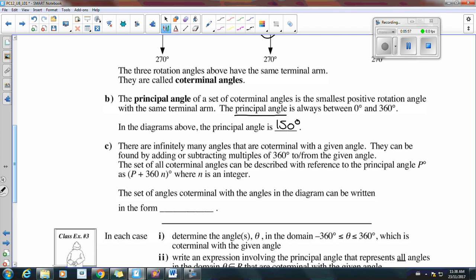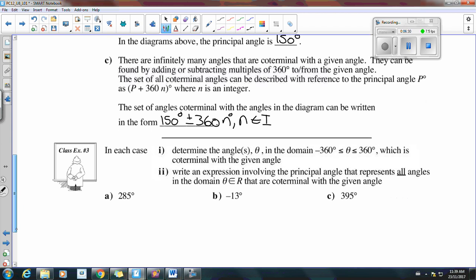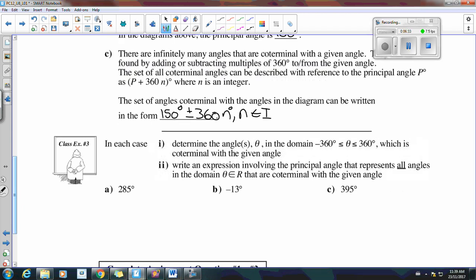The set of angles coterminal with the angle in the diagram above can be written in the form 150 degrees plus or minus 360n, where n is an integer. Right, so if n is -1, this means we start at 150 and we do one full rotation clockwise, and we're going to overlap again with our same angle. If n is +1, we'd go counterclockwise and we'd overlap again. When n is 0, that would give us our principal angle of 150.